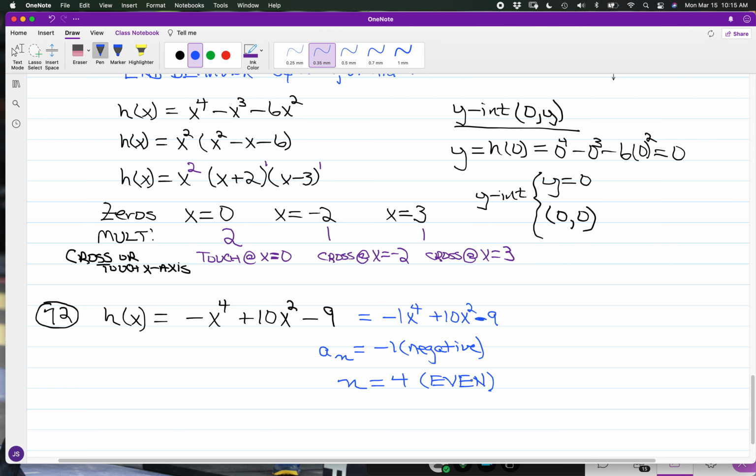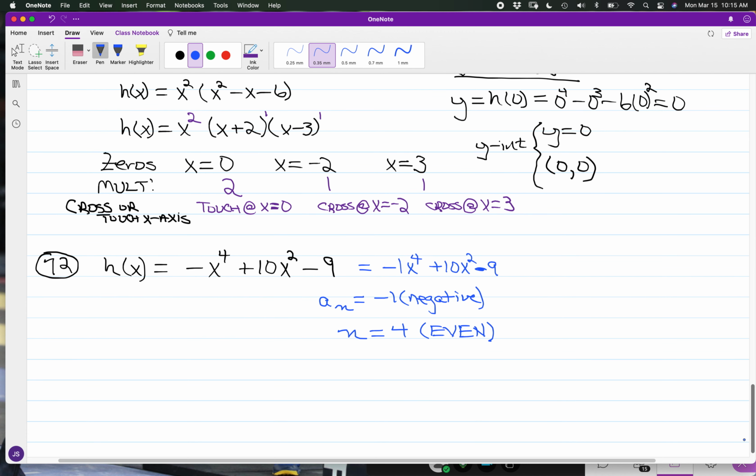All right, now we have a negative leading coefficient, and the degree of the function is even. So you've got a negative leading coefficient for an even-powered function. For the end behavior, this will be moving down both to the left and to the right. Again, we have down to the left and down to the right.